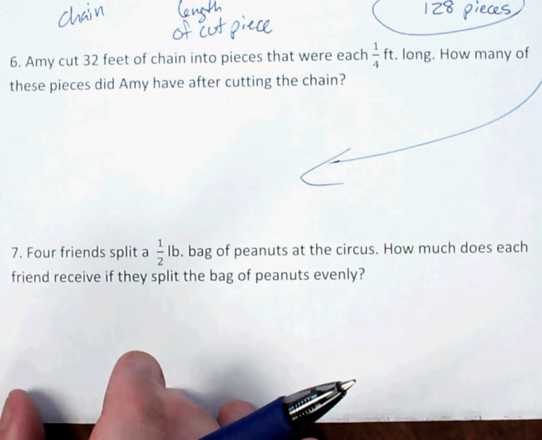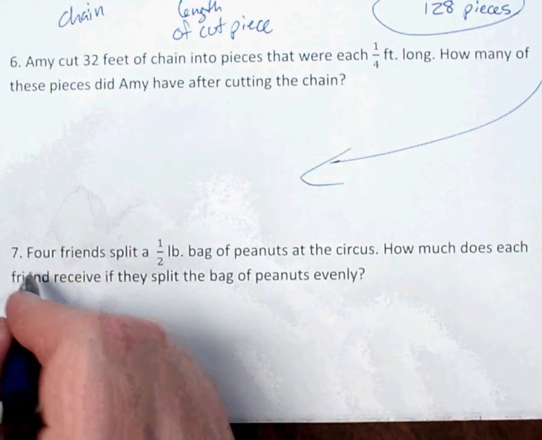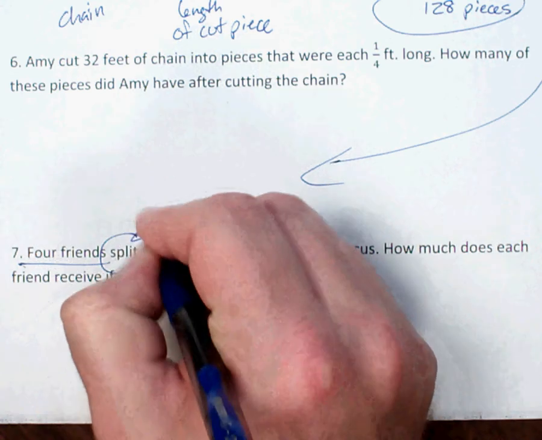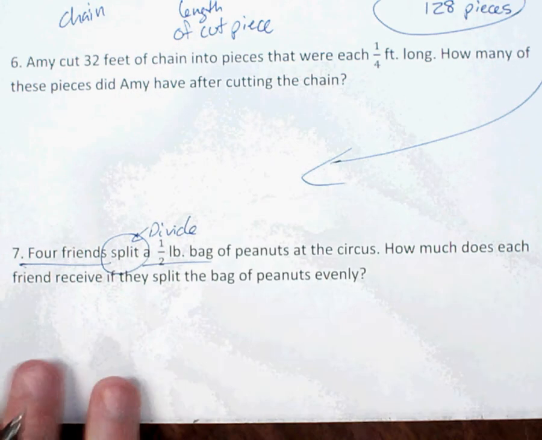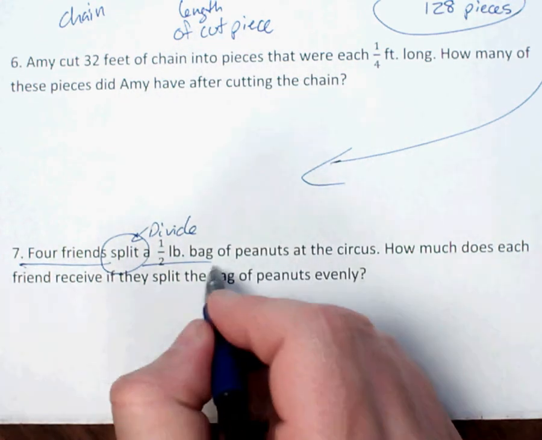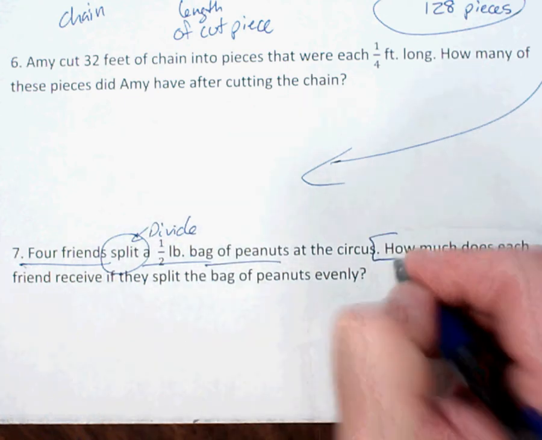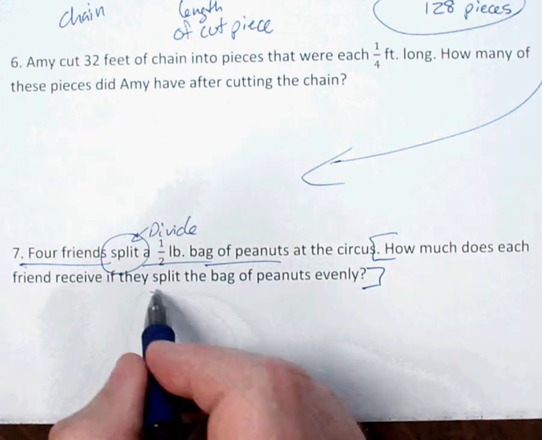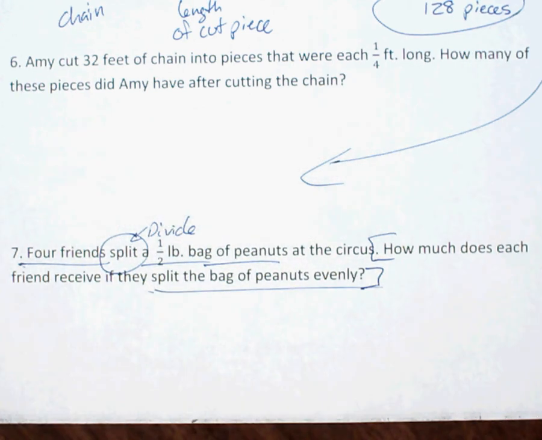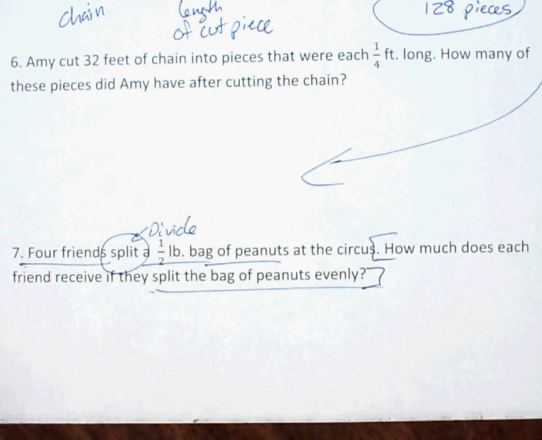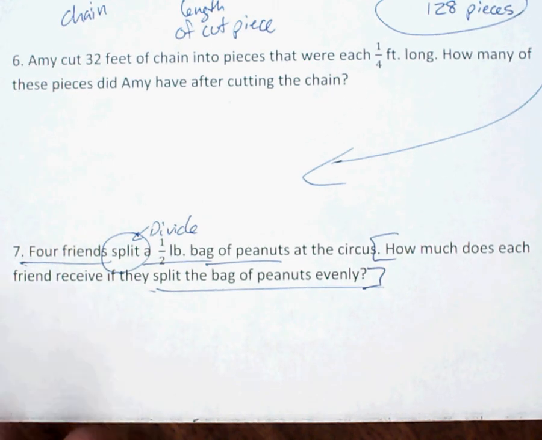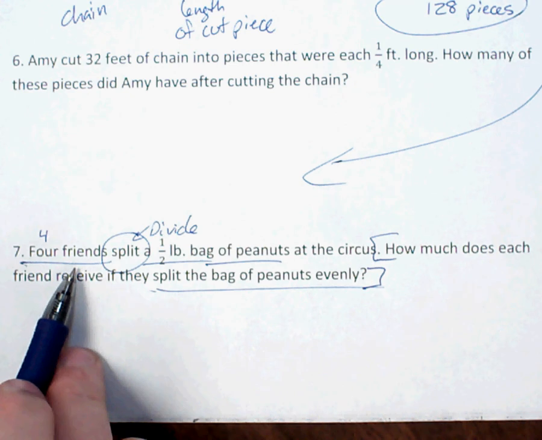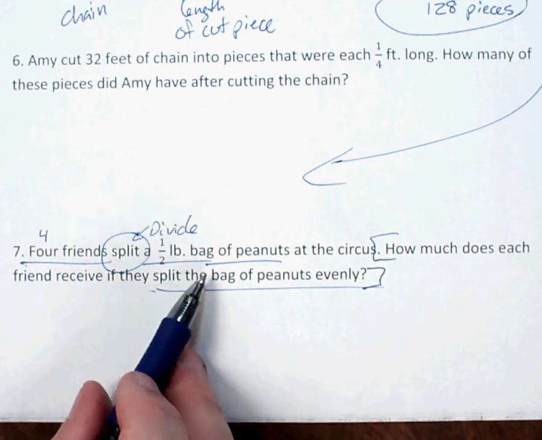All right, number 7. 4 friends split. Good word telling me I'm dividing. Split a half-pound bag of peanuts at the circus. How much does each friend receive if they split the bag of peanuts evenly? Now, this one's a little tricky, and I think it's probably the trickiest one of them all because we're given the number of friends first, and then we're given the bag of peanuts second.